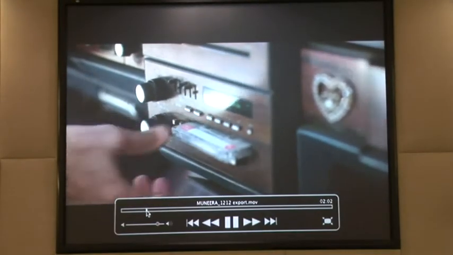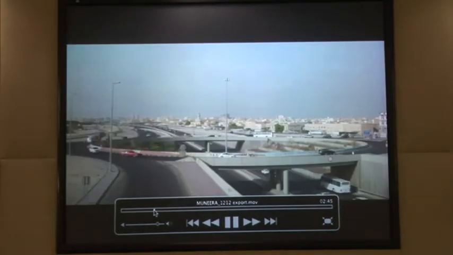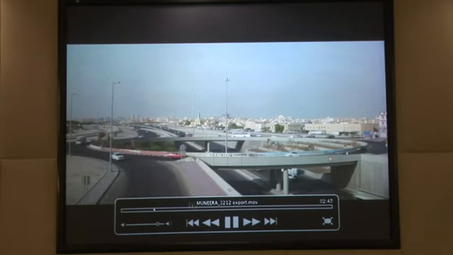I'm going to skim through this quickly. The idea is that you get a glimpse of Kuwait before she takes off and leaves to Venice.